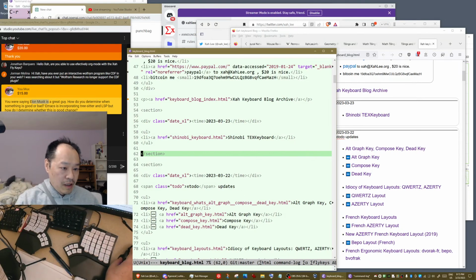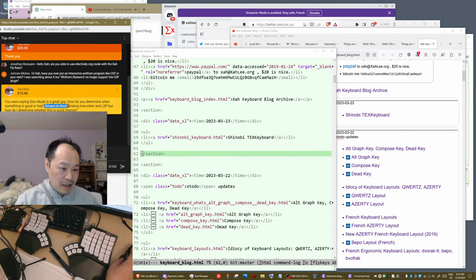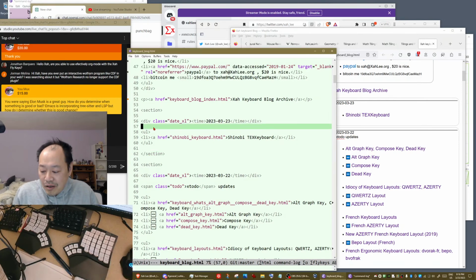So the other question is, Emacs is incorporating treesitter and LSP, but how do I determine whether this is a good change? That question is about how you judge a technology, a programming language, operating system, or a package like treesitter. That depends mostly, I think, on two major things.